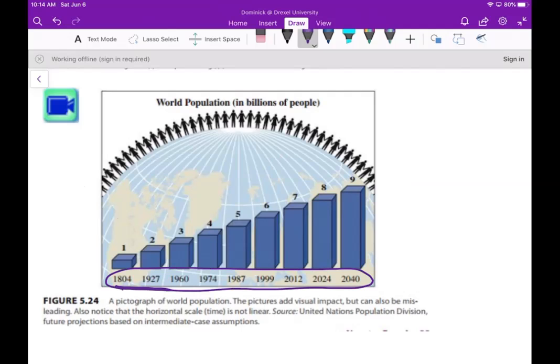Another thing to note here is that the scale is not increasing linearly. It might seem that the world population is increasing linearly, but if you pay careful attention to that axis, you see that it's not linear. So you're actually getting some sort of exponential growth here.